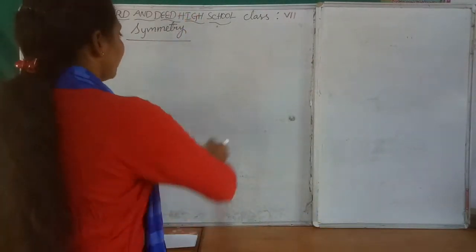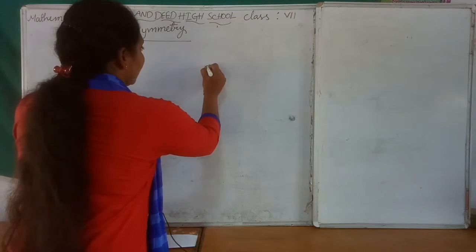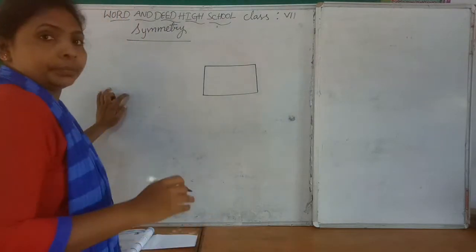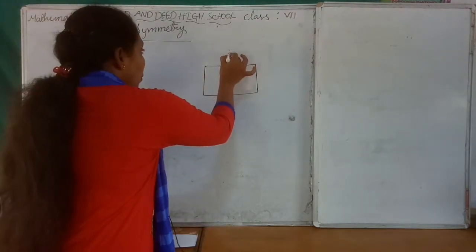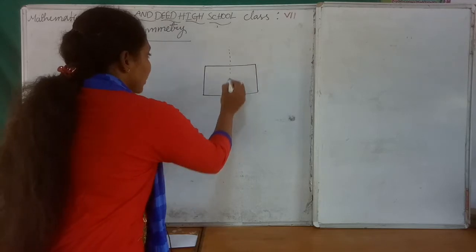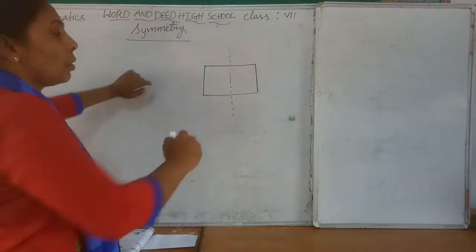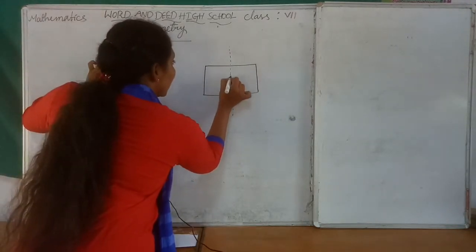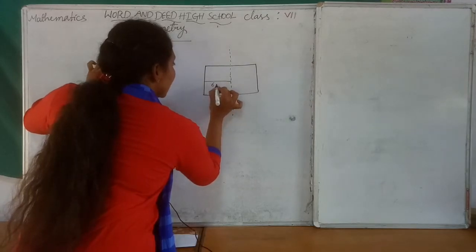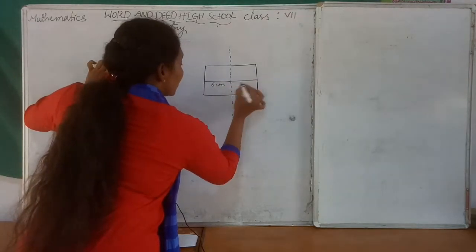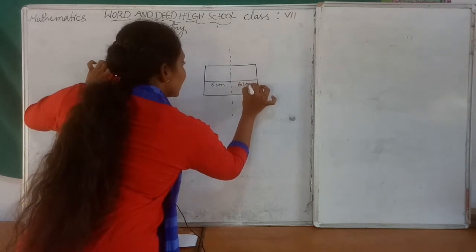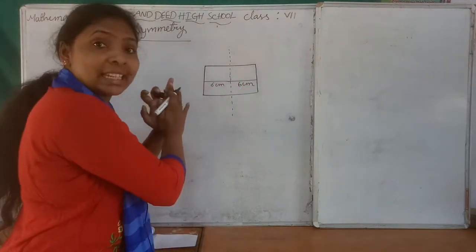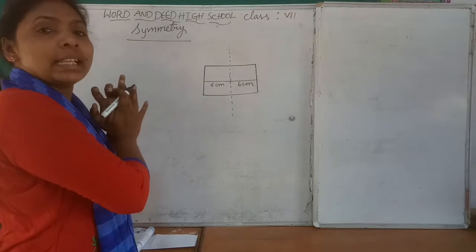Suppose a rectangle. So now we can divide like this, children. We can divide like this. Yes. So the 2 parts are the same. Okay. Suppose here to here the distance is 6 centimeters, then here to here also it should be exactly 6 centimeters. Okay, then the 2 parts coincide with each other exactly. That is only symmetry, children.